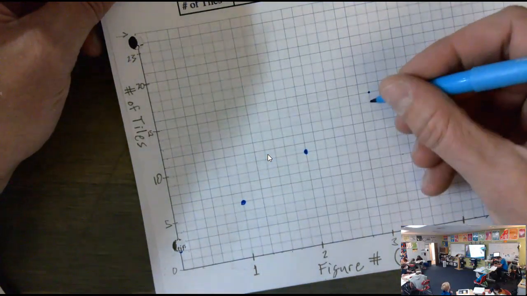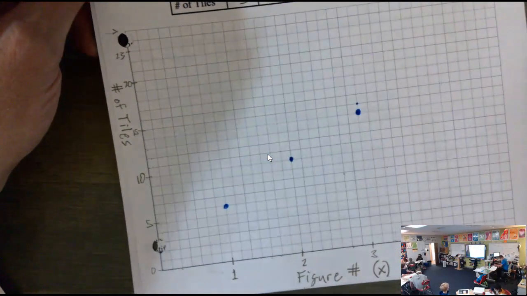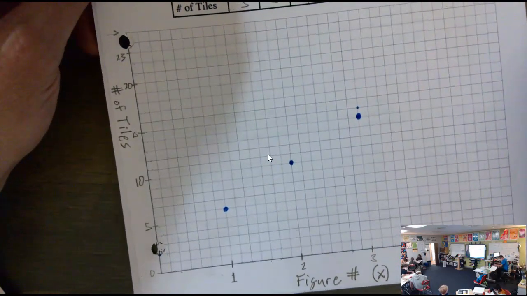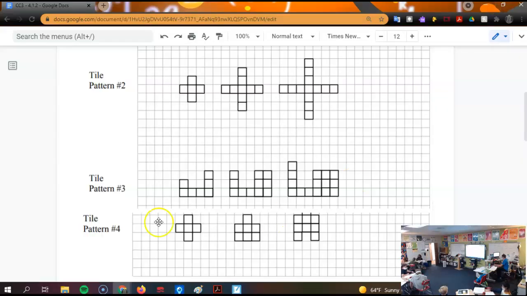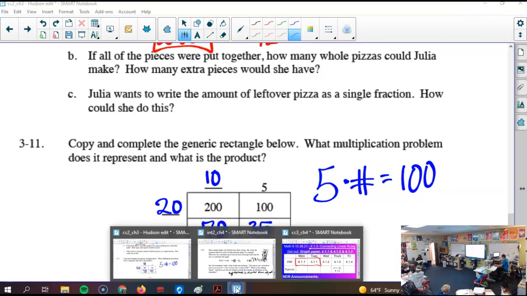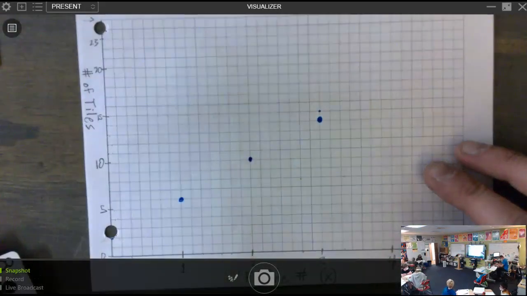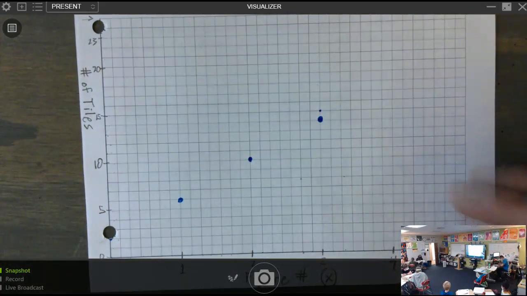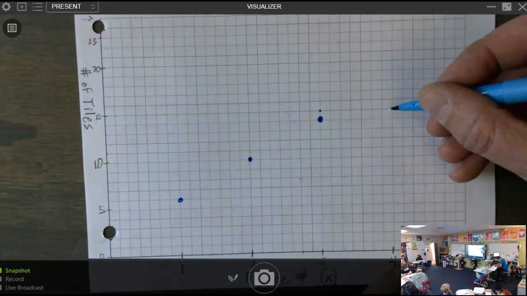Yeah, that's why I didn't make that dark. This goes here. Wait, tile pattern 4 ruined it. So 5, 7, 9, right? Only the first one. 4, 18.